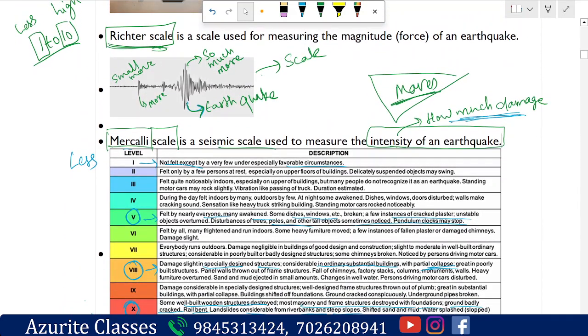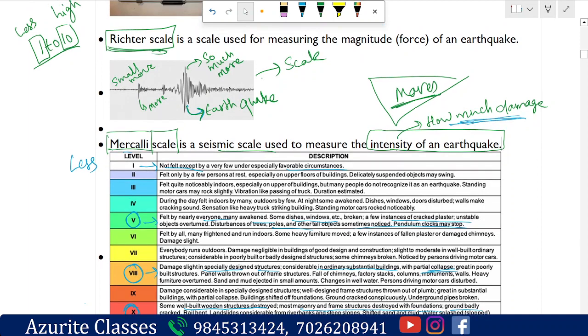Any doubt here? Sir, has the 12th ever happened? No. If the 12th happens, everything will get damaged, right?